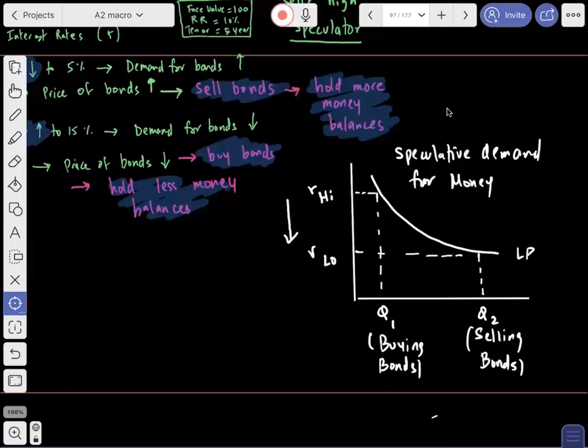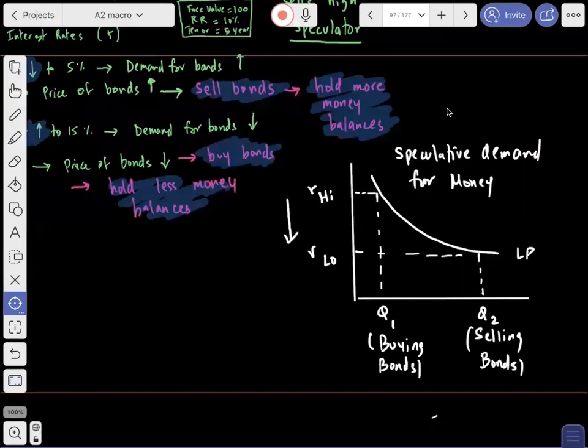Mariam is saying, does that depend on interest rate? Yes, Mariam, that depends on interest rates. High interest rates, the speculator is buying bonds because the price of bond is low. Low interest rates, the speculator is selling bonds because the price of bonds is high. Are we good? Any questions? If it's sorted, then I'm good to move on.